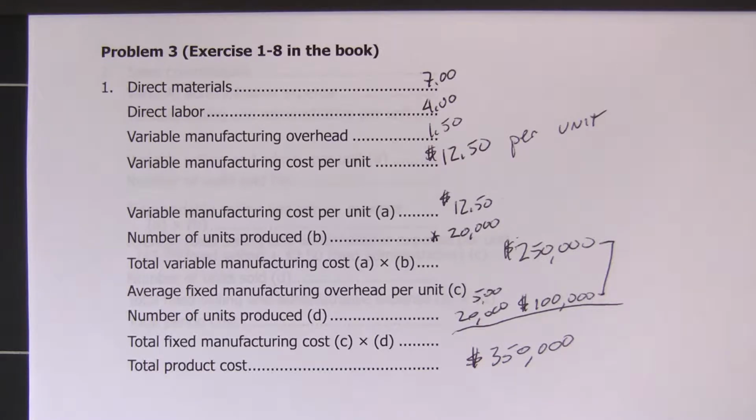Now, keep in mind that the fixed manufacturing overhead cost at $5 per unit is only valid at 20,000 units. I need to remind you again of our coffee cup example, the very first problem I asked you to do. The more cups of coffee you sold, the cheaper it was per cup because you were getting more cups squeezed out of that one lump of fixed overhead.